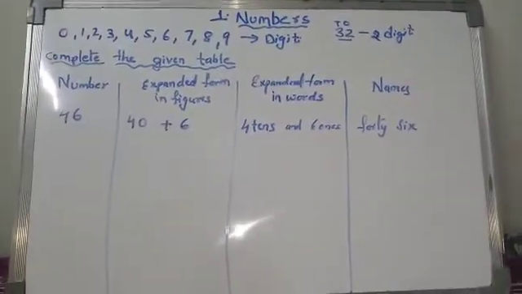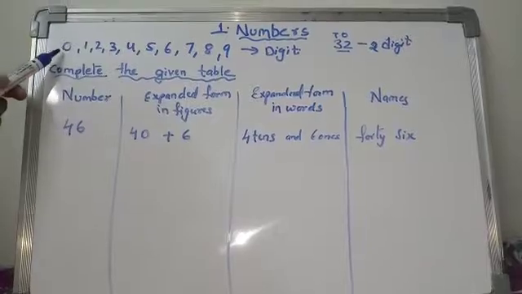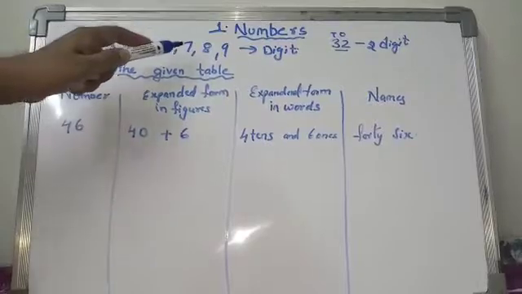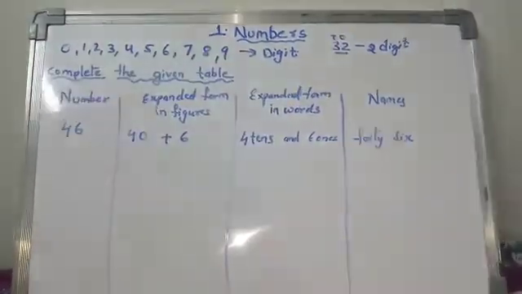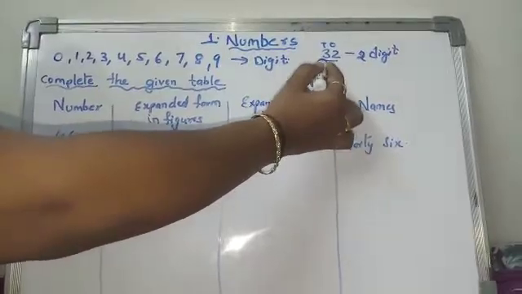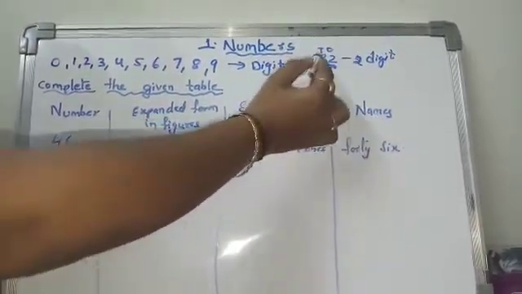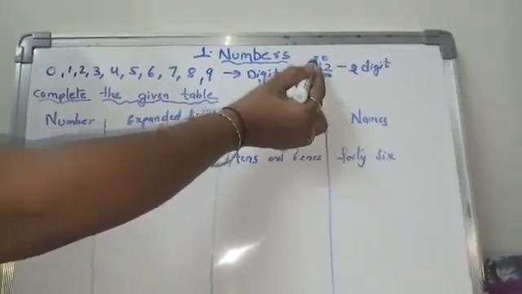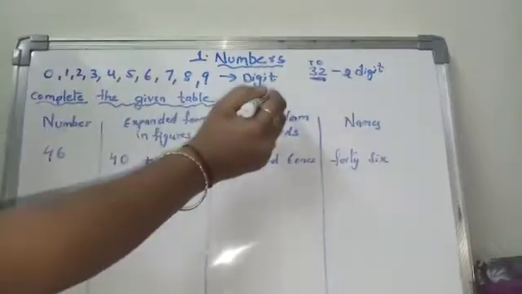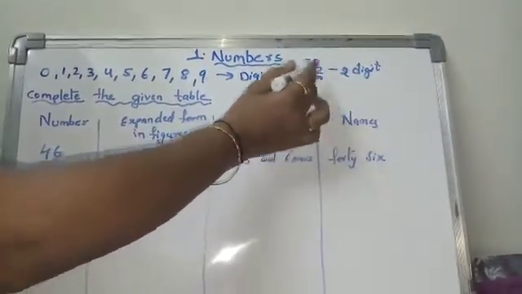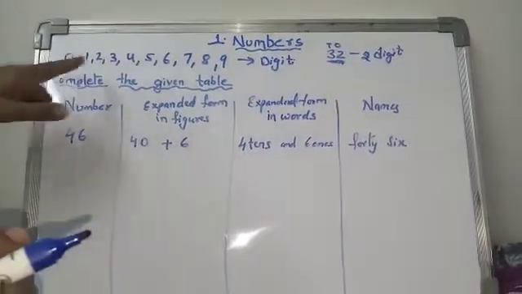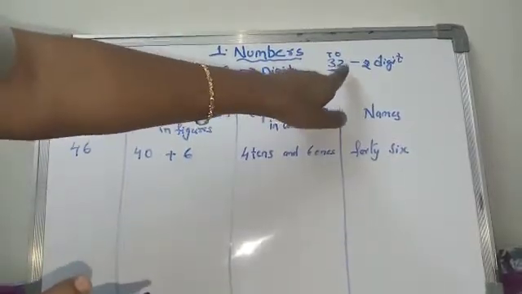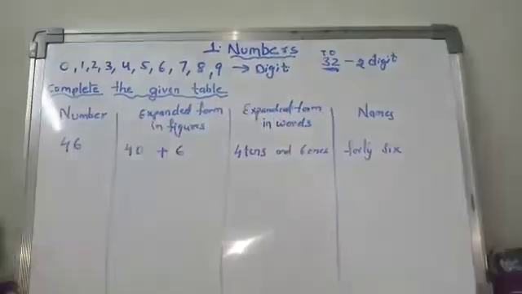Before that, I want to tell you something, children: the numbers from 0 to 9, that is 0, 1, 2, 3, 4, 5, 6, 7, 8, 9, are called digits. For example, in the number 32, how many digits are there? There are two digits. That is, 2 is in the ones place and 3 is in the tens place. So remember, children, from 0 to 9, a single number we call a digit. So in 32, there are two digits.